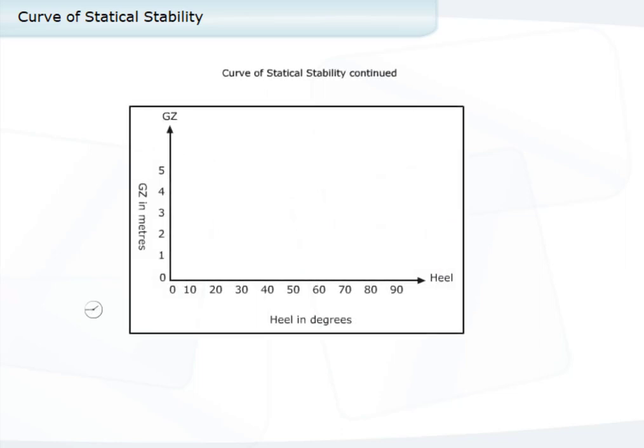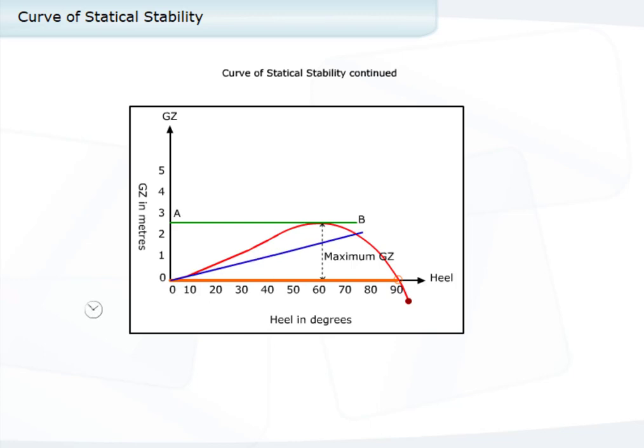When the curve is correctly drawn, it will illustrate several important items of data. The GZ at any angle of heel. The angle of vanishing stability, where the curve crosses the X-axis. The angle of heel where the GZ is maximum, the peak of the curve. The range of stability, from origin to angle of vanishing stability.